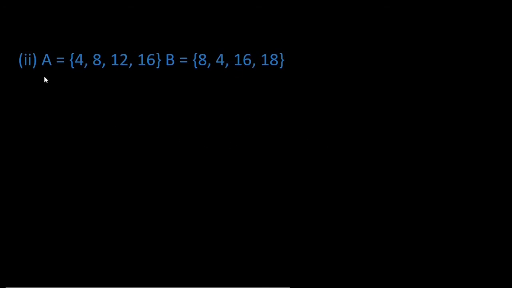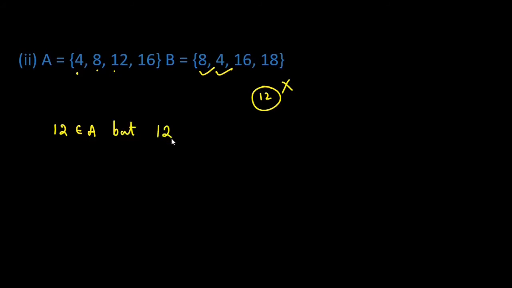So here let us check whether A is a subset of B. Take the elements of A and check whether they are in B or not. Now 4 is here, so it is there in B. 8 is here, 8 is there in B. Here we have 12, 12 is not there here in B. 12 is not there. So 12 belongs to A, but 12 does not belong to B.